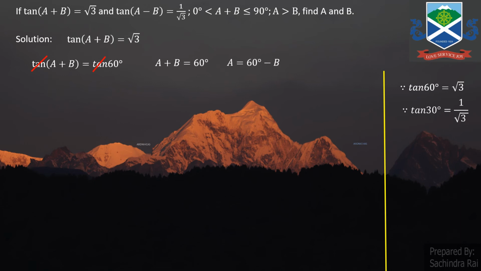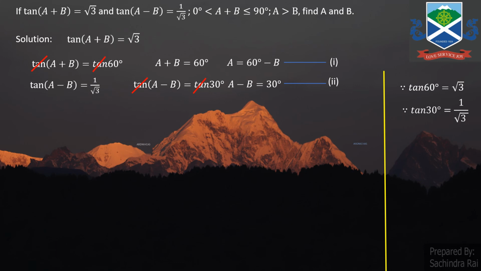When we transpose b from left to right, we get a equals 60 degree minus b. This will be the first equation for us. We take the second portion, that is tan of a minus b equals 1 by root 3. We know that tan 30 is 1 by root 3, so in place of 1 by root 3, we replace it with tan 30. So we get the new expression as tan of a minus b equals tan 30. We'll just compare the angles of this tan, so a minus b equals 30 degree. This will be equation 2.